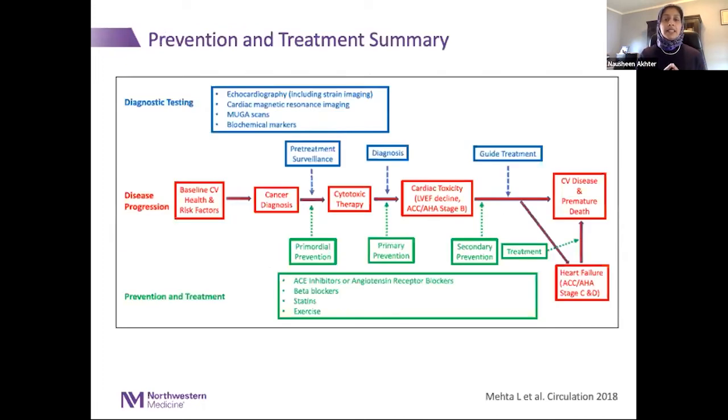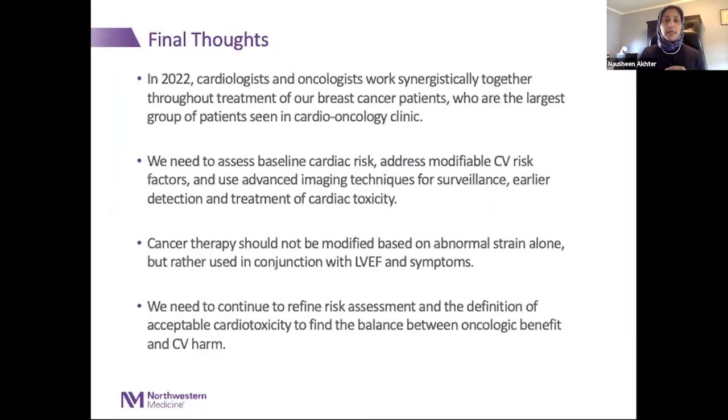This is a very nice overview flow chart looking at cardiovascular disease progression in breast cancer patients, and when we include diagnostic testing and when to think about primordial prevention, primary prevention, and secondary prevention in our patients.